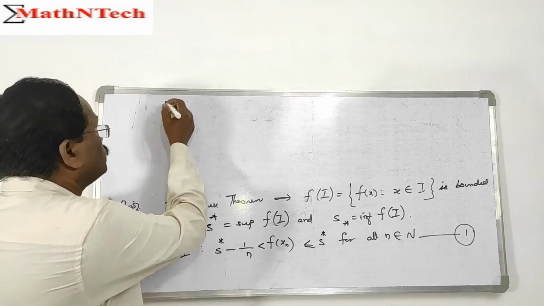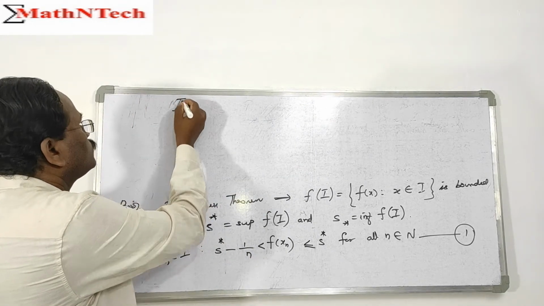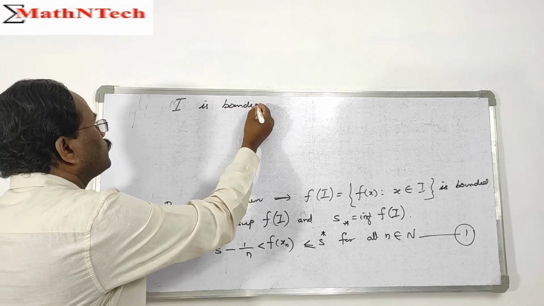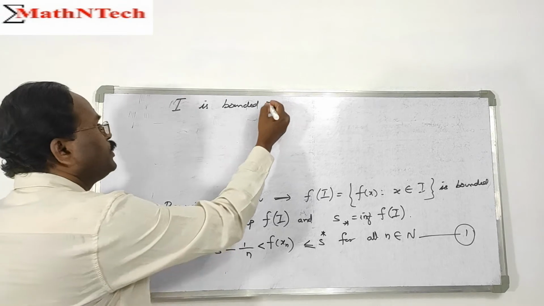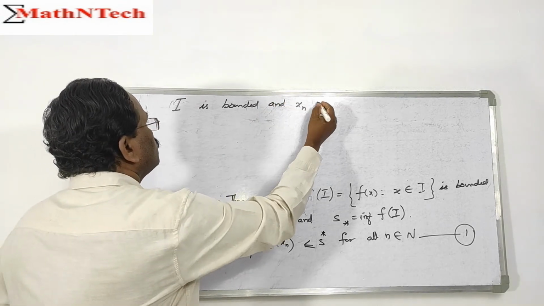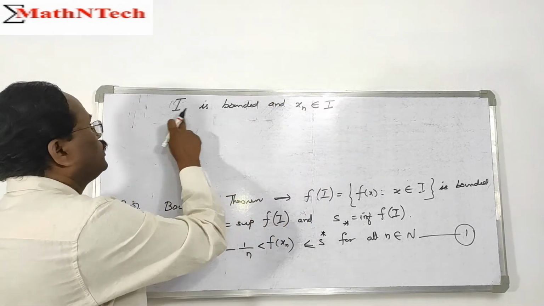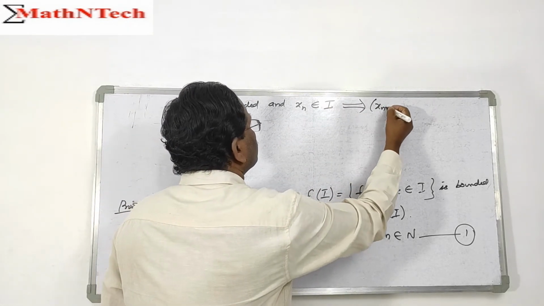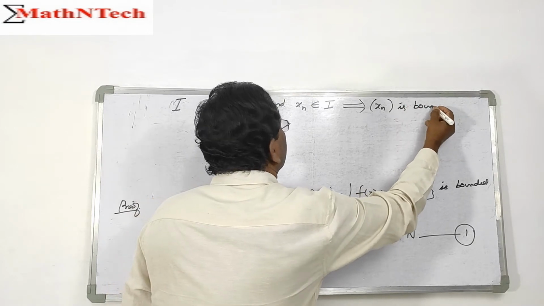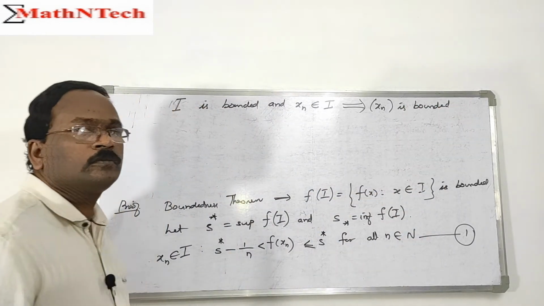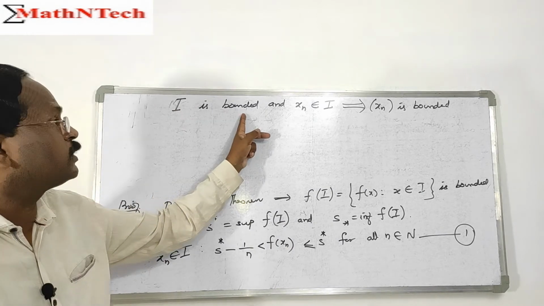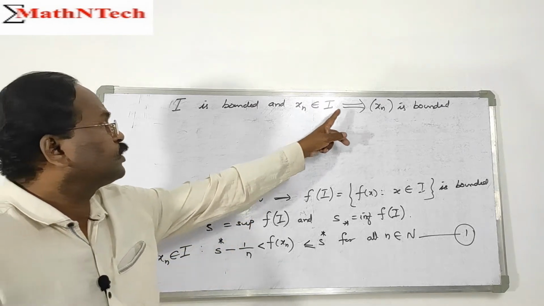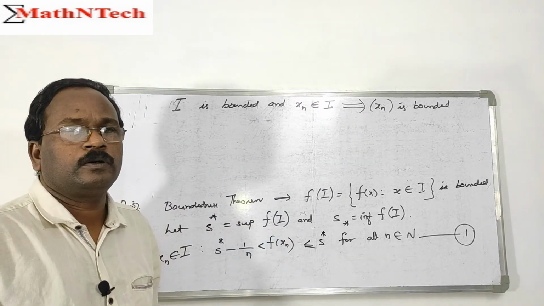The interval I is bounded, and xn element I. I is bounded and xn element I implies that the sequence xn is bounded. The interval I is bounded and we choose xn element I. Therefore, the sequence xn is bounded.